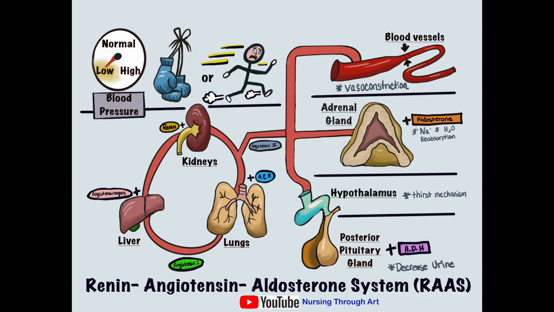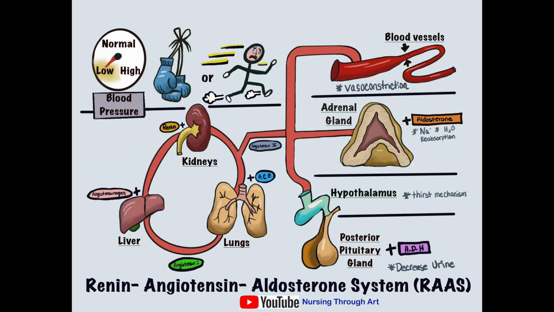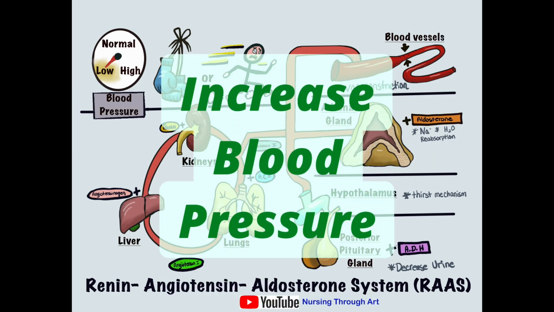So what is RAS? RAS is a major control system for blood pressure, fluid volume, and electrolyte balance. When a low blood pressure is detected, a hormone called angiotensin II will be activated by the RAS system so that the fluid volume is increased and the blood pressure will be increased.